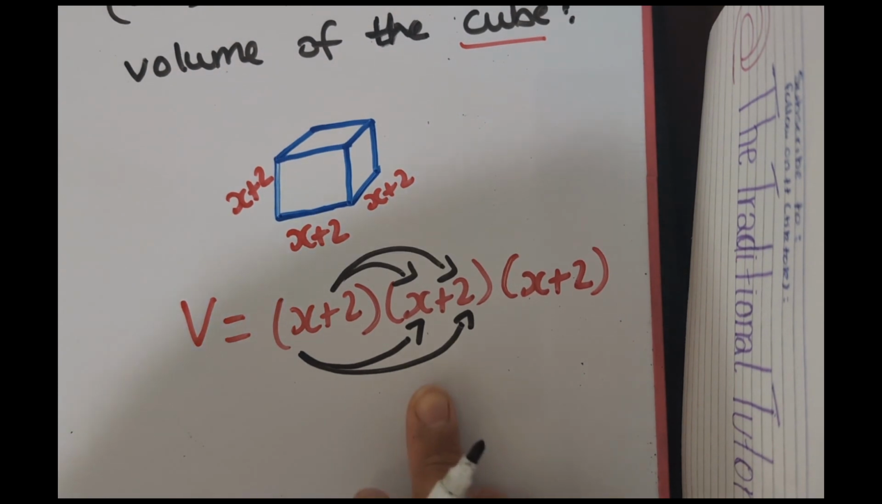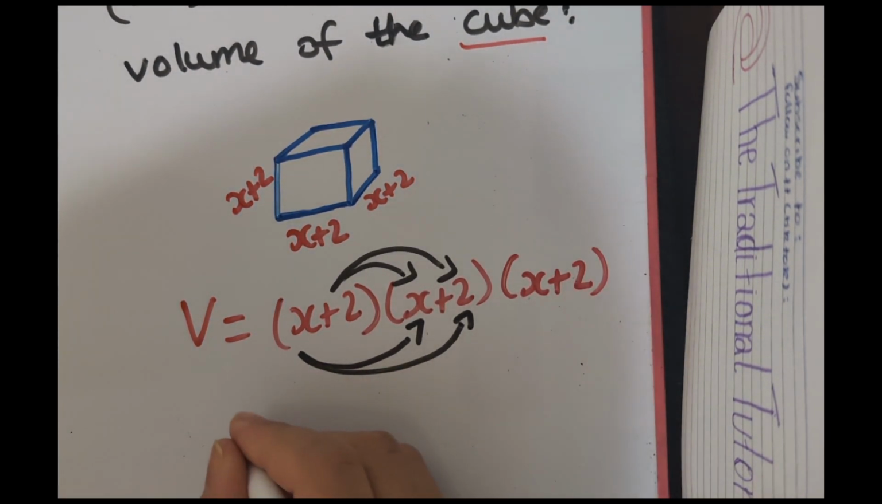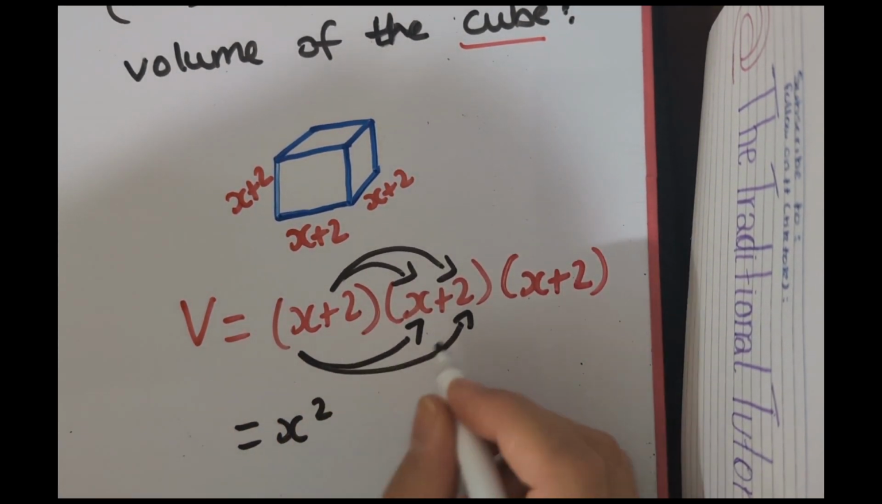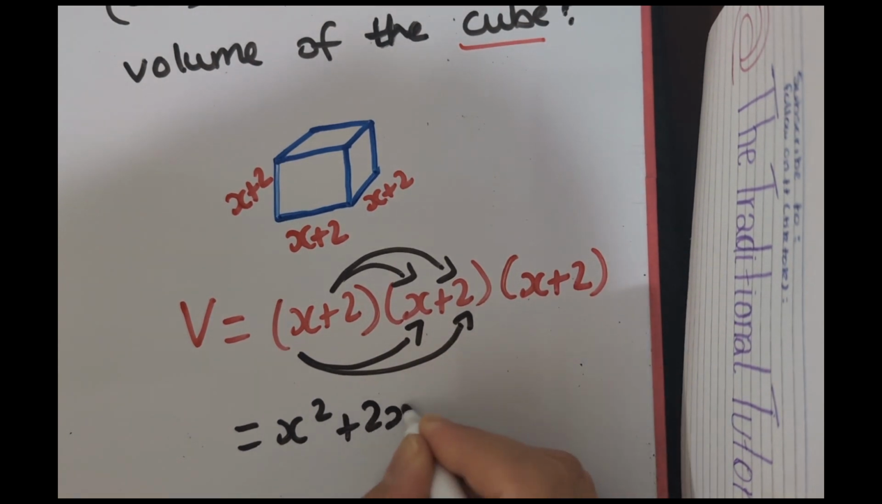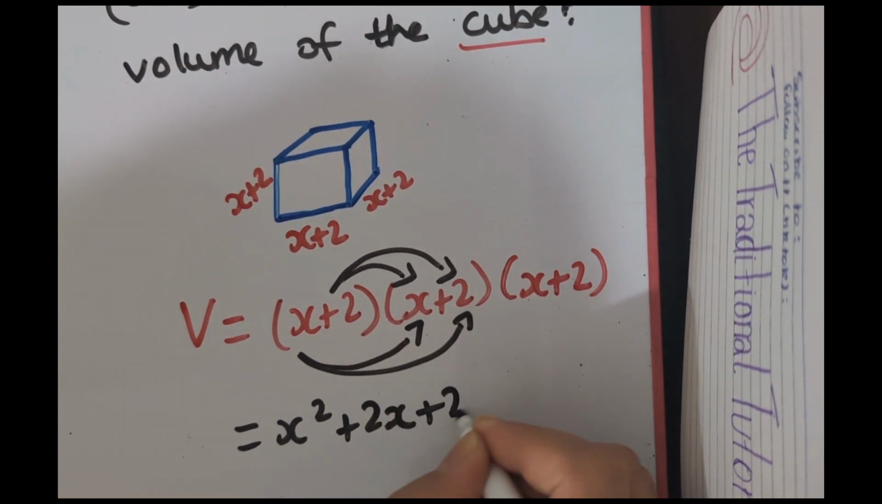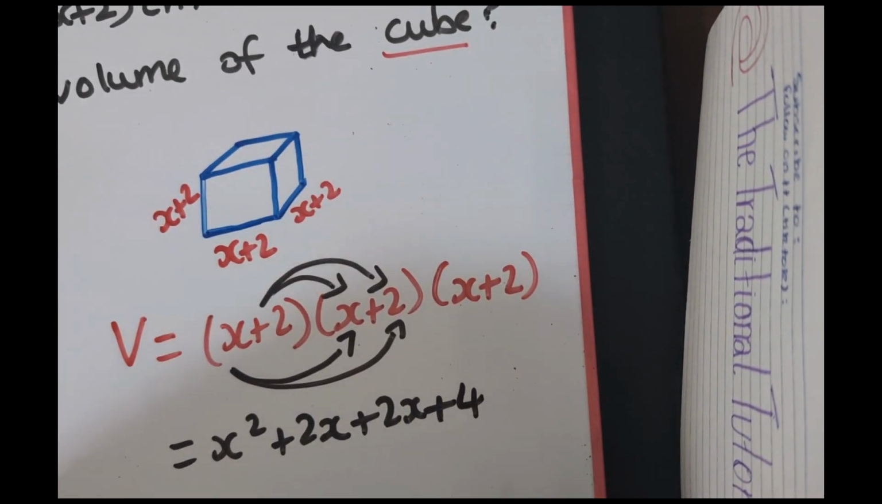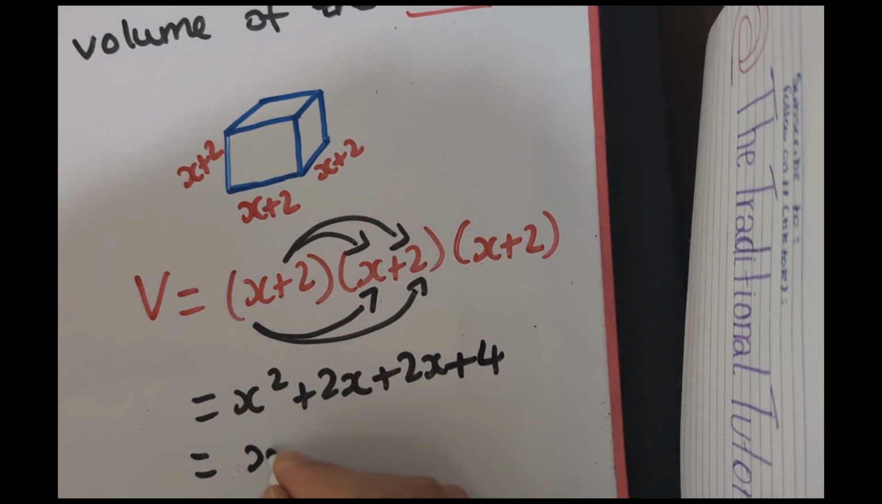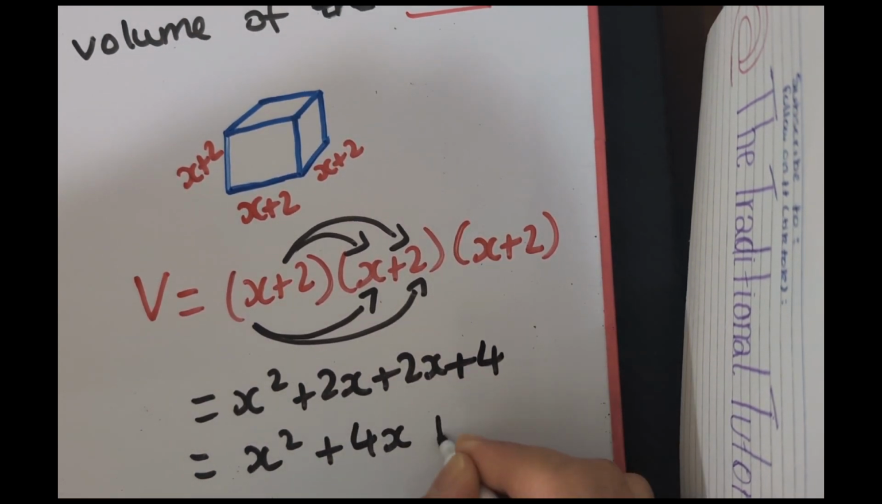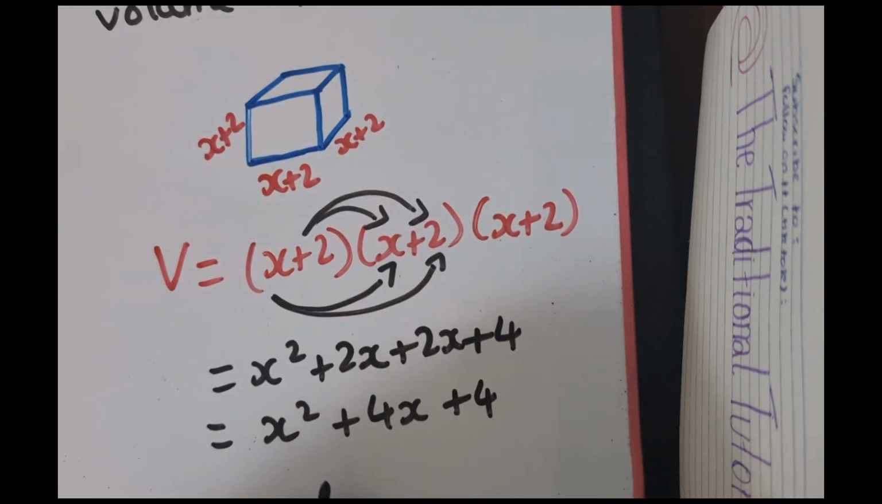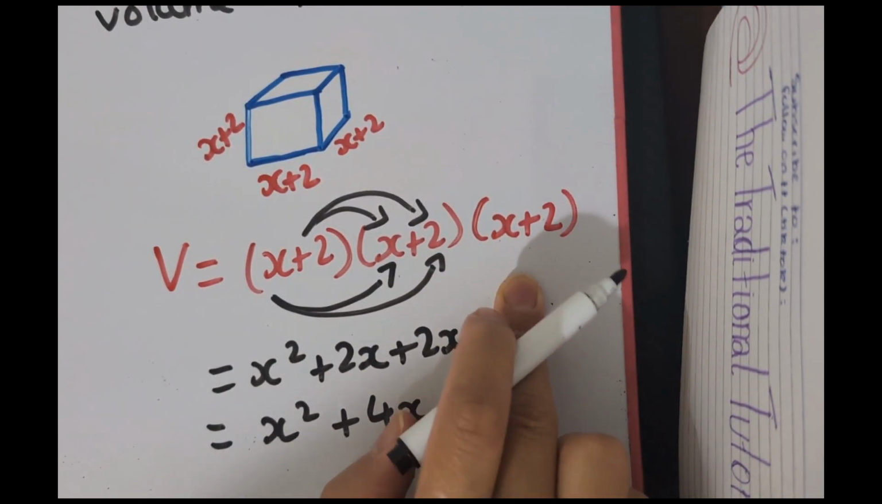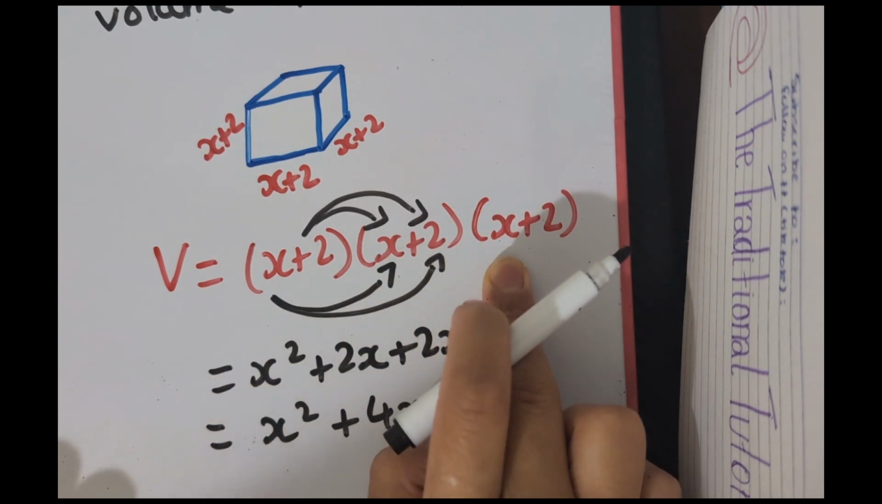So I'm just going to be doing x times by x, which gives me x squared. X times by plus 2 gives me plus 2x. Then plus 2 times by x gives me plus 2x. Plus 2 times by plus 2 gives me plus 4. Simplifying, and collecting like terms gives me x squared plus 4x here, and then plus 4. Now I've got to just multiply this quadratic by my linear bracket, sorry, here.